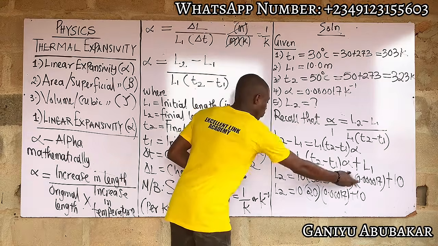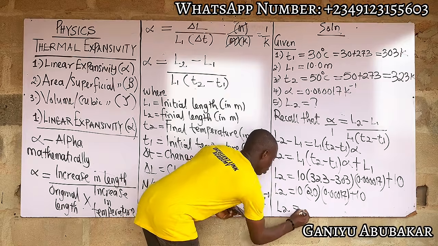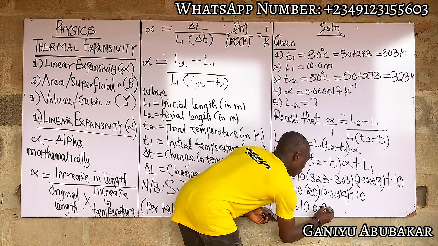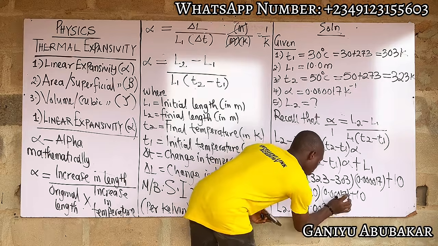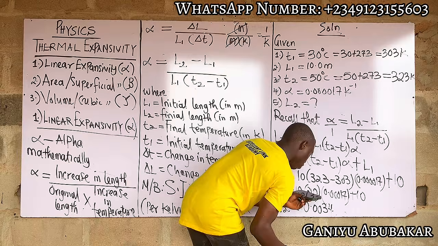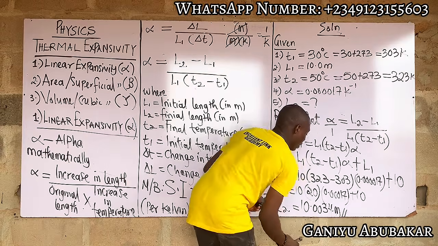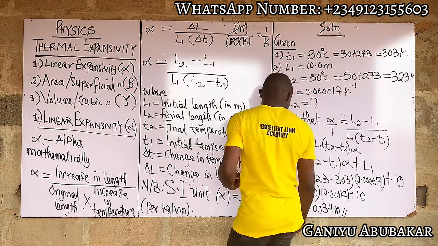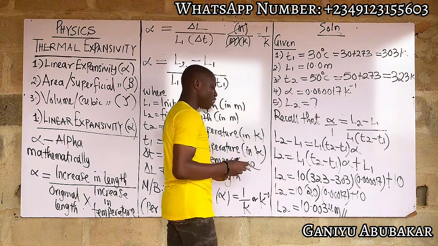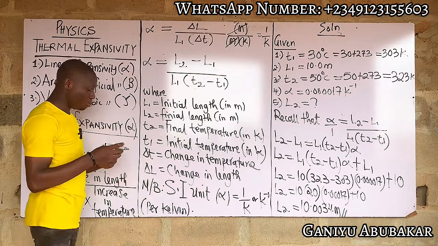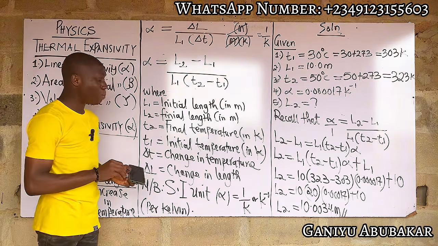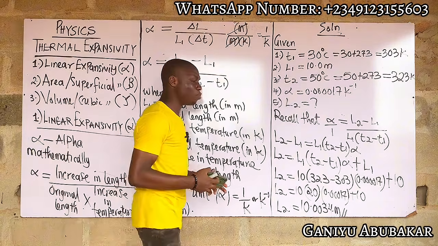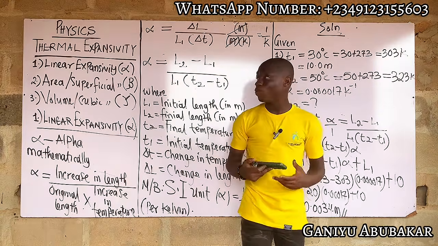All right, if I simplify this one, I'll have that L2 will be equal to 10.0034, of course in meters, because length, you said, is of course in meters. So my L2 becomes 10.0034 meters. So this is how to solve this particular problem. We'll look at still yet another example, and let's see what we get.